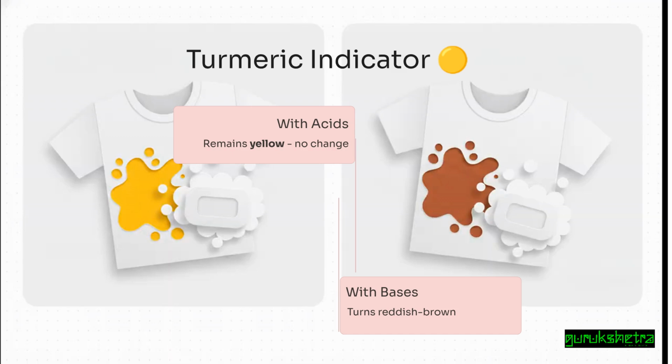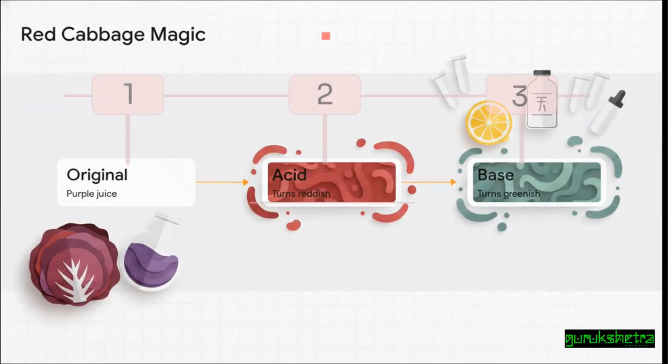To help you visualize this, think about a super relatable real-world scenario. Have you ever spilled curry on a nice white shirt and gotten one of those stubborn yellow turmeric stains? Think about what happens when you try to wash it out. When you scrub it with soap, and remember soap is basic, that yellow stain suddenly turns this shocking reddish brown right before your eyes. That is a chemical indicator hard at work, right in your own laundry room. Pretty cool, right? All right, let's see how this builds with our red cabbage magic.